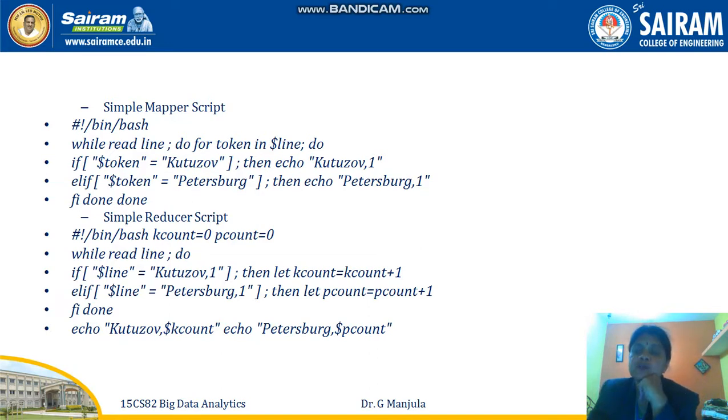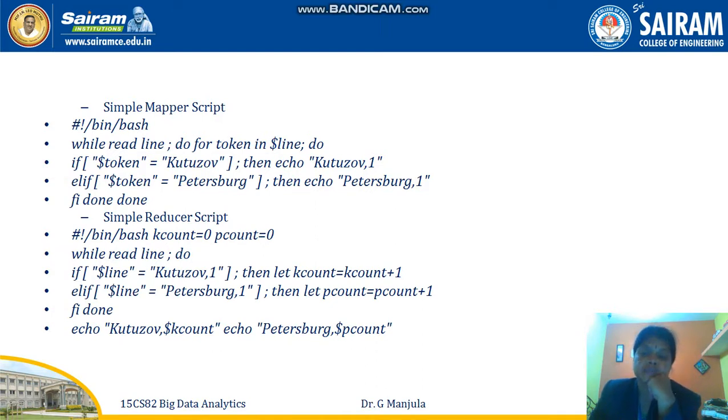Now I have written a small code with a bin bash command: while read the line, do, for a token in line. If token is equal to Kurzweil, then print Kurzweil. Else if token is Petersburg, then print Petersburg. And done. Okay, simple. It's just like an if condition. If the token condition is true, print Kurzweil. If the condition is false, print Petersburg. So this is one simple mapper. I have done it based on one condition.